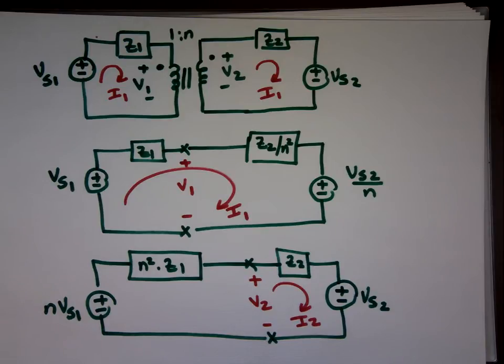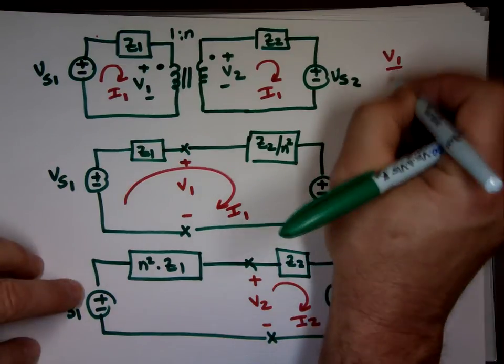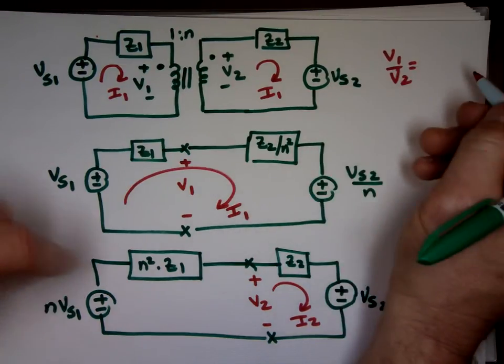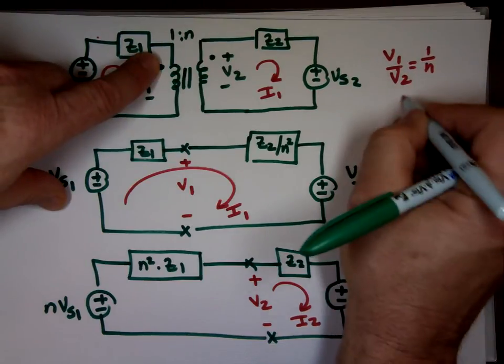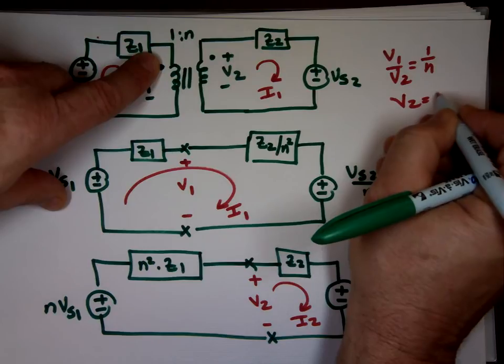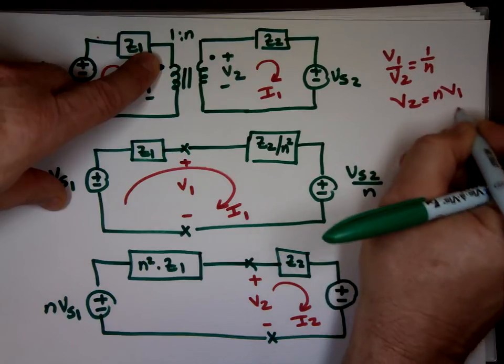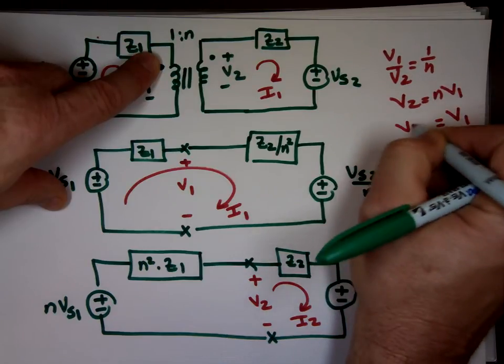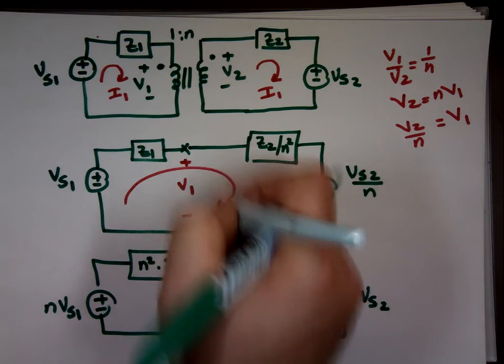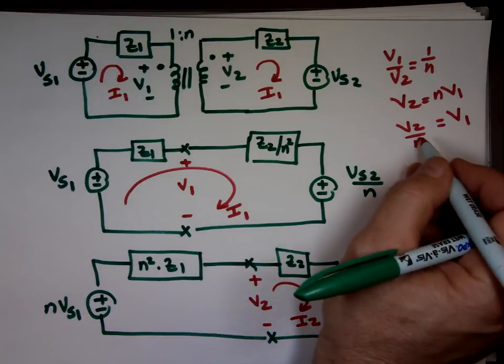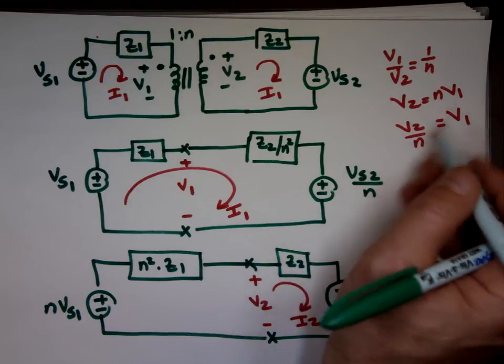So those are the equivalent values. And if you know V1, you know I sub 2, you can find I sub 1. Here, again, just by looking at this, V1 to V2 is N1 to N2, which is 1 over N. That tells me V2 equals N times V1, or V1 equals V2 over N. So if you know what V1 is, you can find V2. If you know V2, you can find V1 from this circuit.